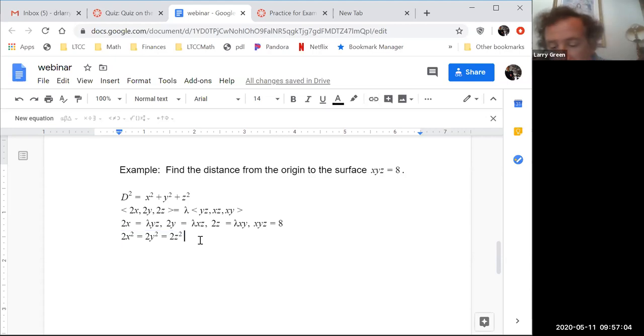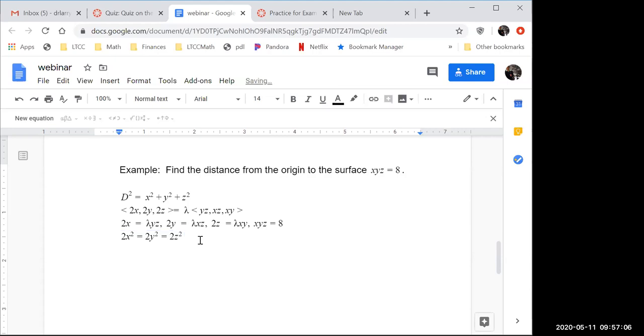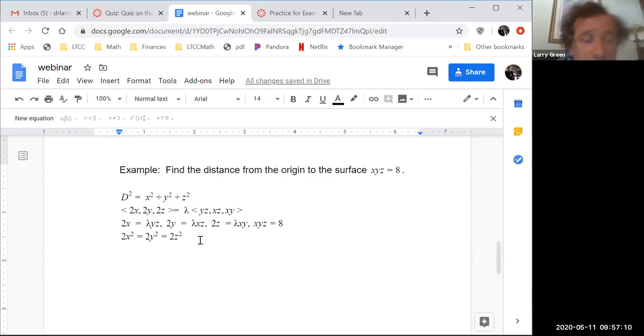Any questions on that so far? What did you do? So what I did is I multiplied the first equation by x on left and right, the second equation by y on left and right, and the third equation by z on left and right. And the reason for that is that way the right-hand side is always lambda xyz. Tricky, right? But that's called algebra. Algebra is tricky.